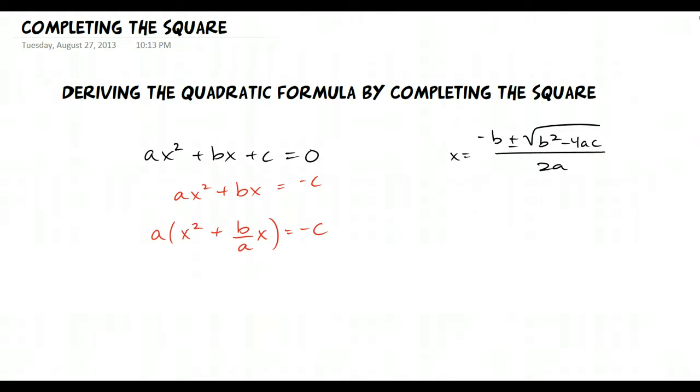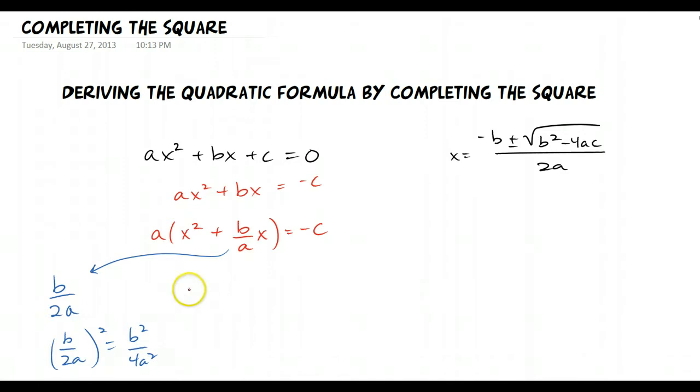I'm going to create a number now to put inside here to complete this square. Okay, because right now it's not a perfect square. I want to create a perfect square. What I do here is take that term and I cut it in half. So that would give me b over 2a. The next thing I do to this term is I square it. So I take b over 2a and I square that, and I get b squared over 4a squared.